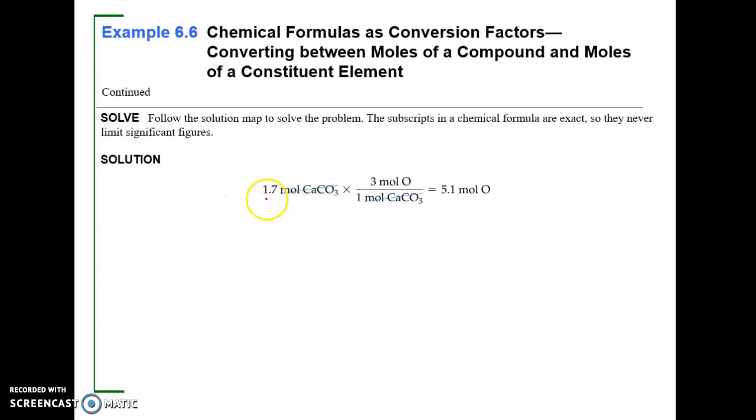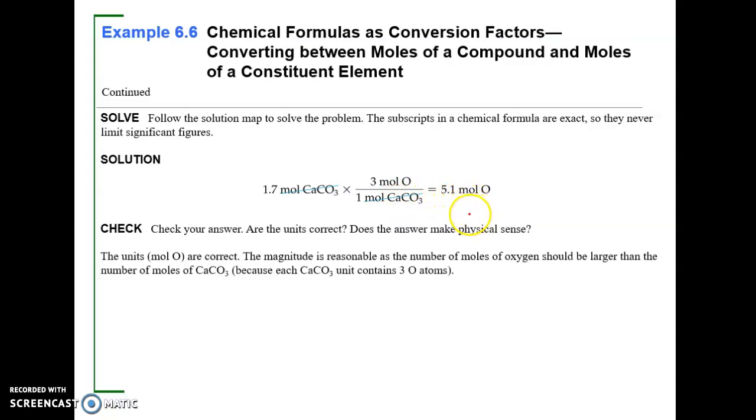So we're starting with our 1.7 moles of calcium carbonate, and we want to determine how many moles of oxygen there are. So we have that conversion factor, knowing that there are 3 moles of oxygen in 1 mole of calcium carbonate. Our moles of calcium carbonate cancel, and we end up with 5.1 moles of oxygen.